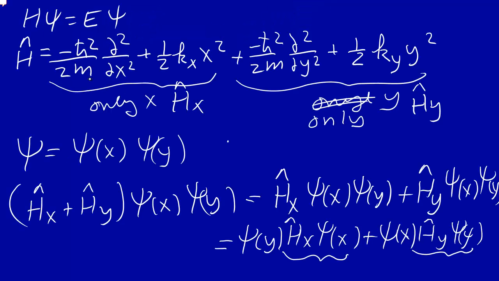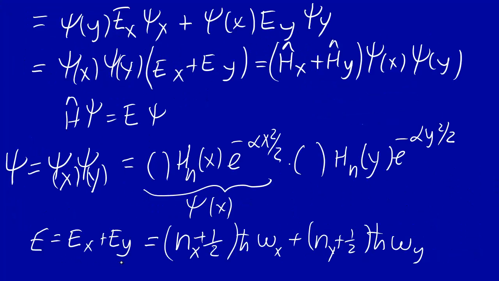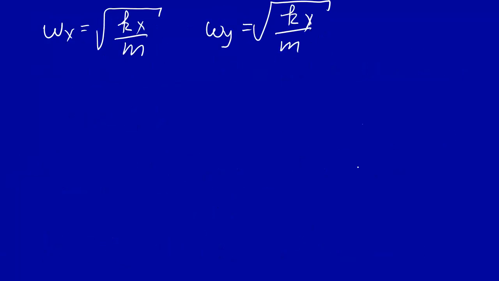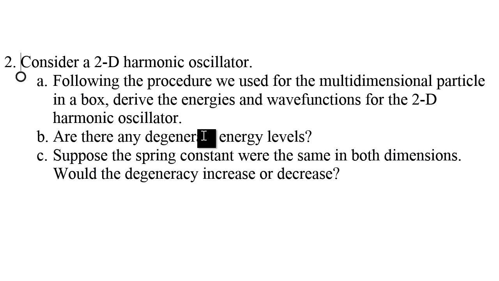The key is to realize that the Hamiltonian, and this is in Cartesian coordinates, we can separate into a Hamiltonian term that depends just on x and depends just on y. That's called separation of variables, which means the solution will be the product of wave functions and the sum of energies, one for each separate direction. So let's go back and see if we answer that question. Yeah, we got the energies and wave functions for the 2D harmonic oscillator.